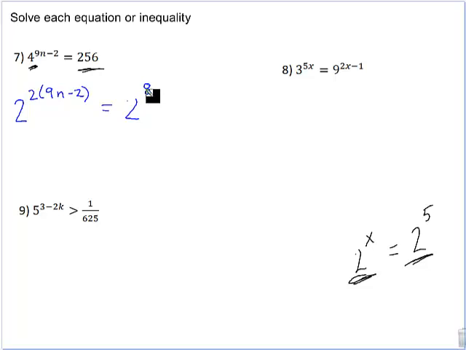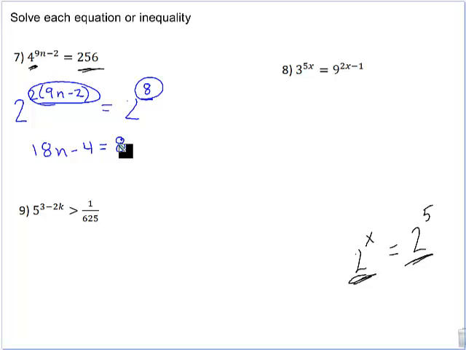So we brought them down to the smallest exponents that we could. Now these both have 2's, so I can just make an equation out of the exponents. I can say 2 times 9n minus 2 is equal to 8. Is there anything I could do with that 2 in the parentheses right away? I could distribute it out in the first step. So we could say 18n minus 4 is equal to 8, and then we just solve this.